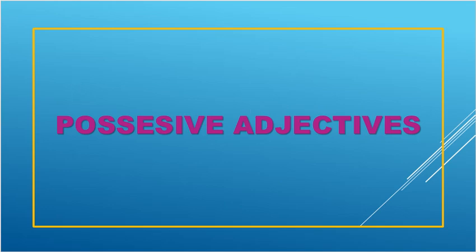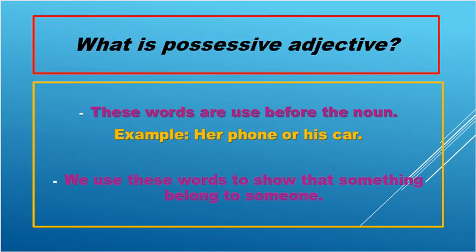Here I'm going to show you the definition of possessive adjectives. So what are possessive adjectives? You're asking a question, from the word what and the last punctuation, the question mark. So here is the definition: these words are used before the noun. It means that these terms or expressions are applied first, before the noun.